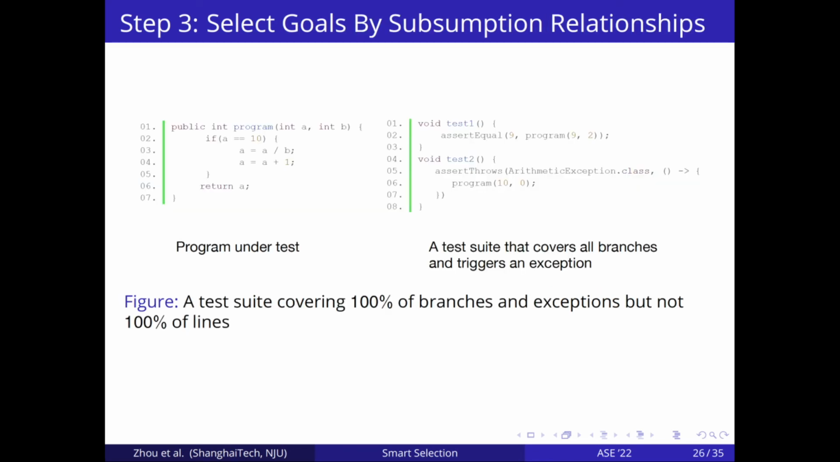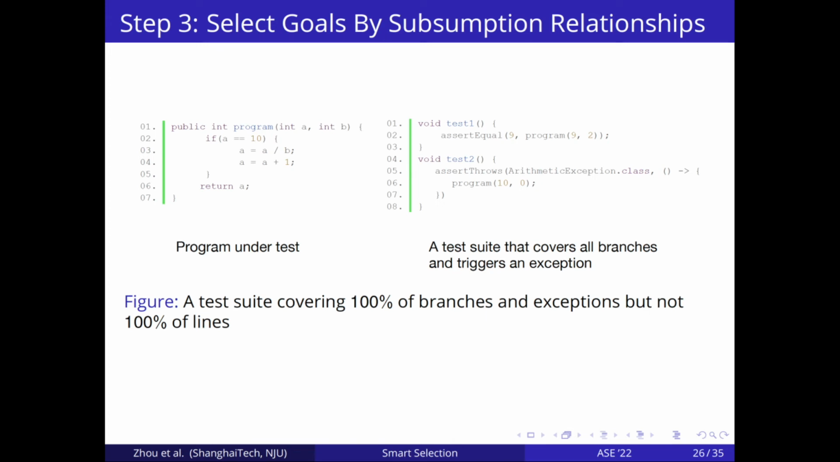The first and second steps have selected a subset of fitness functions. However, this subset cannot include the properties of all criteria. Here is an example. On the left side is a simple program. In this program, the child branch of line 2 contains 2 lines, 3 and 4. On the right side is a test suite. Assume that it is generated using the representative criteria as the guide.